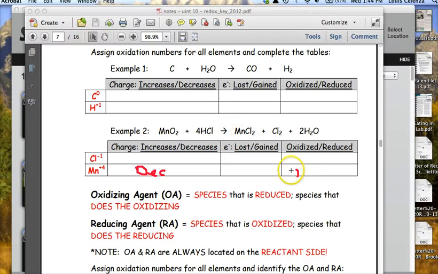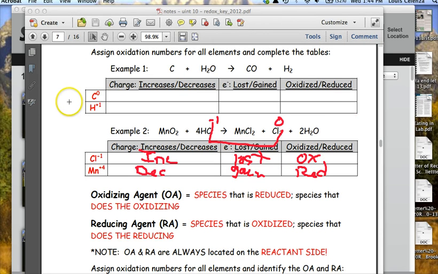So this is reduction, and this is the gain of electrons. The chlorine, in this case, this was a -1, this was a 0. It went from a -1 up to 0. That's actually an increase in oxidation number. It doesn't look like it, and I'll go through why it is. That lost electrons, that's oxidation.